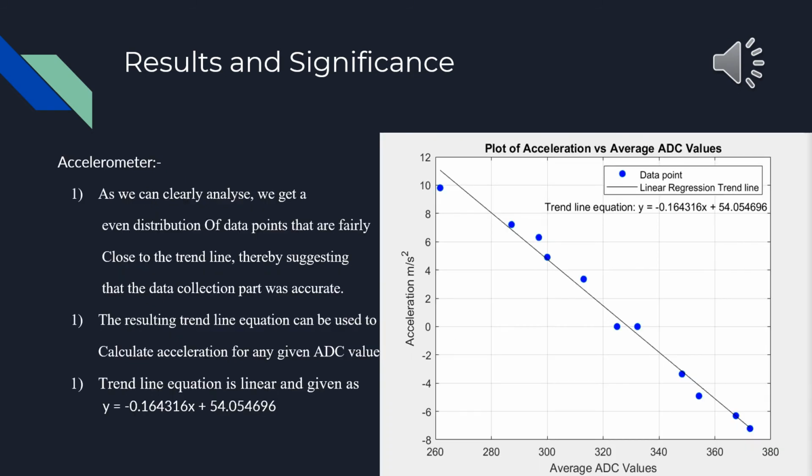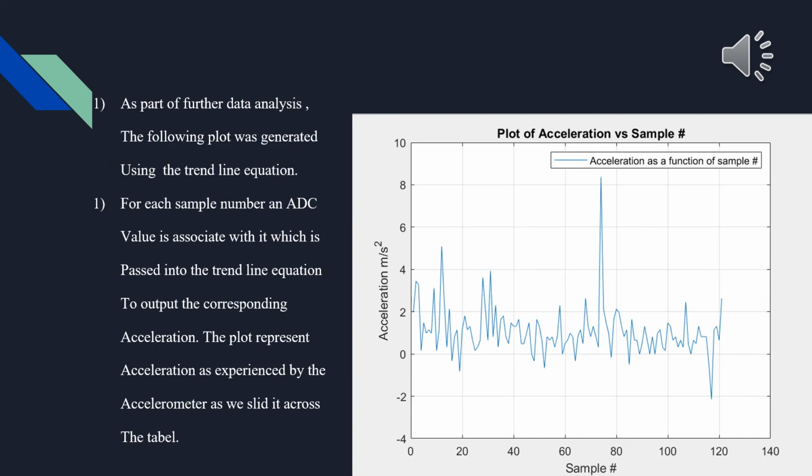Going further to the accelerometer calibration, we can clearly see that we get an even distribution of data points that are fairly close to the trendline, thereby suggesting that the data collection was accurate. The resulting trendline equation can be used to calculate acceleration for any given ADC value. In this accelerometer calibration, we get the trendline equation to be linear and is given as y = -0.16436x + 54.054696.